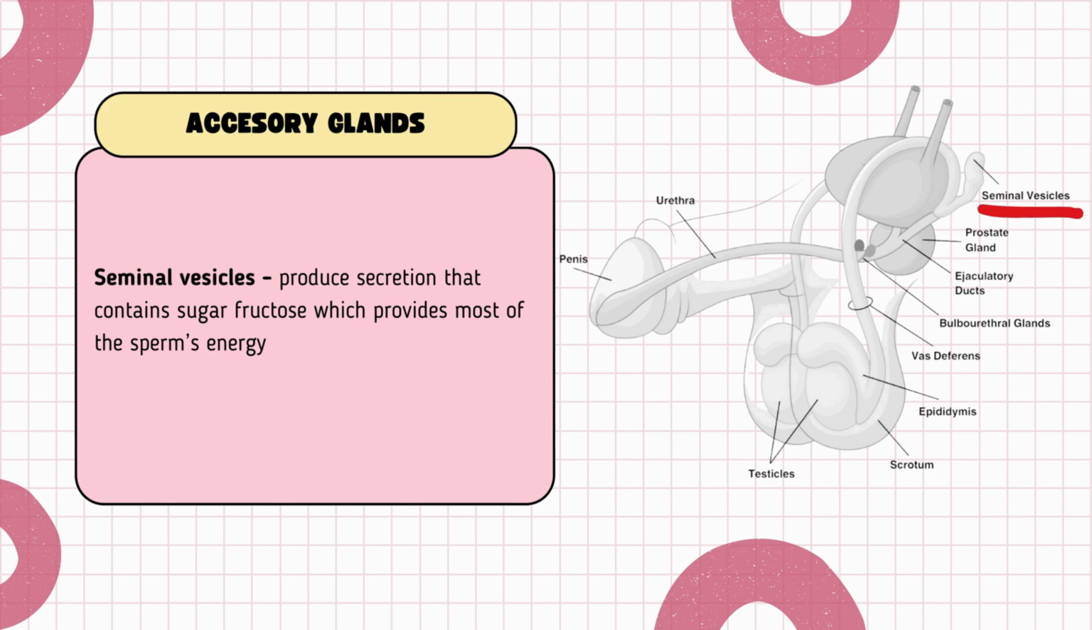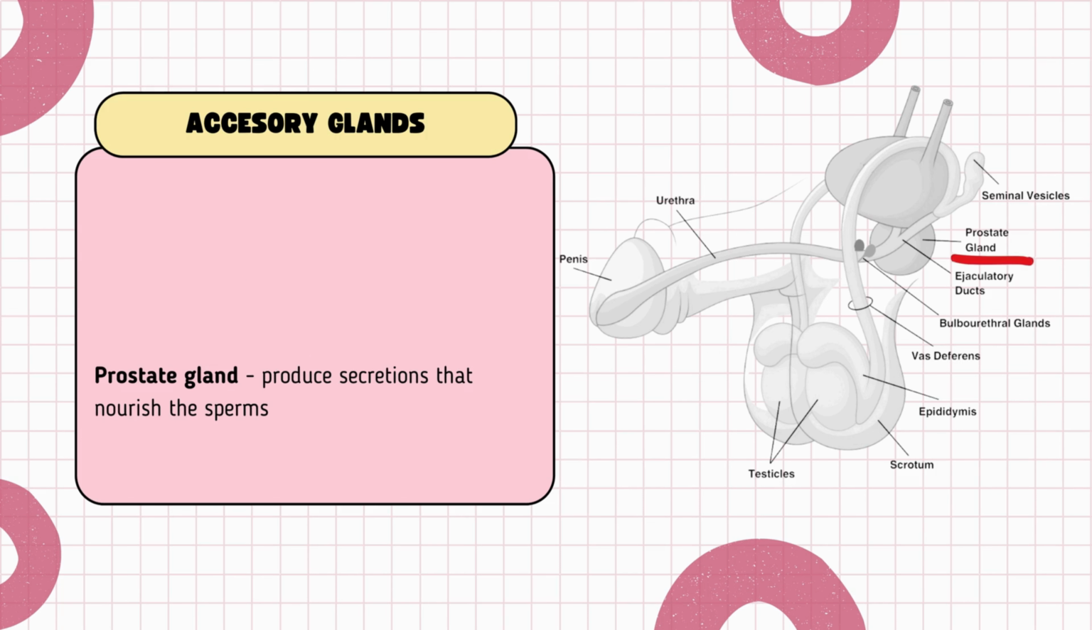The secretions from the 2 seminal vesicles contain mucus, the sugar fructose which provides most of the sperm's energy, coagulating enzymes, and other local regulators. The prostate gland secretes its products, which contain anticoagulant enzymes and citrate, which further nourish the sperm.